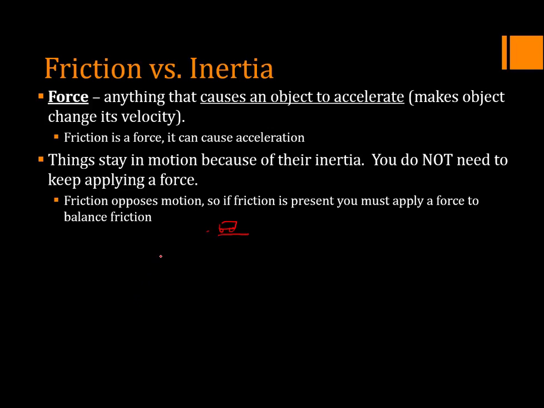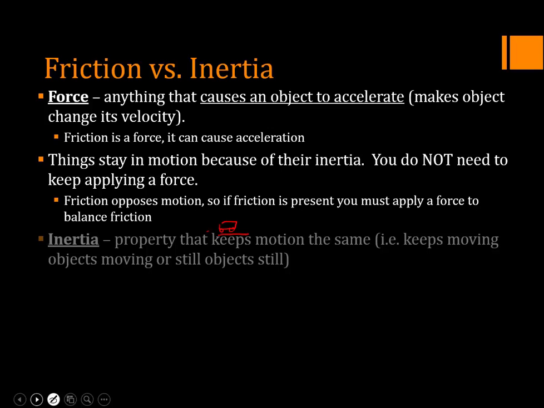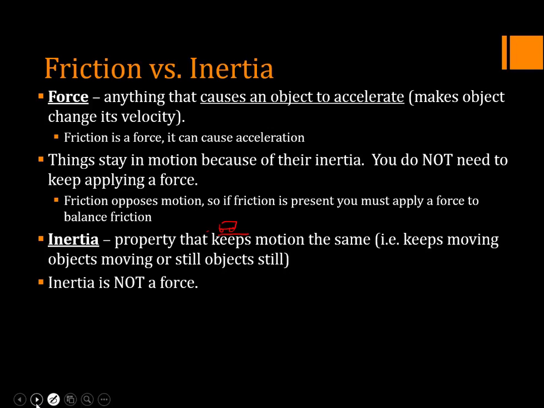Inertia wants to keep the object in motion, moving. Friction wants to take an object and always make it stop. So if something's at rest, inertia wants to keep it at rest, and so does friction. If something's in motion, inertia wants to keep it in motion, and friction still wants to slow it down and stop it. Okay? So friction and inertia are not the same thing. Inertia is the property that keeps the motion the same. It's not a force, it's just a property of matter. The more mass something has, the greater its inertia.